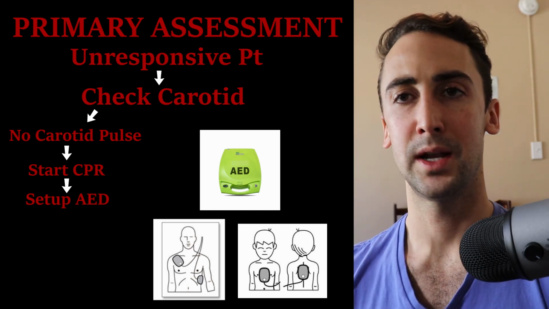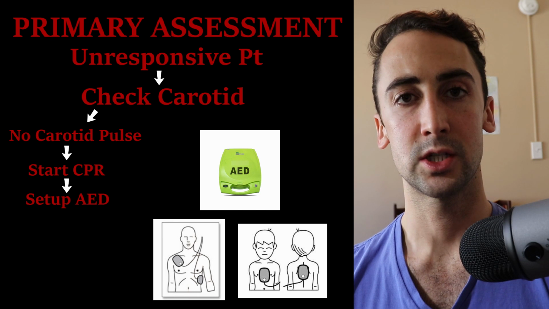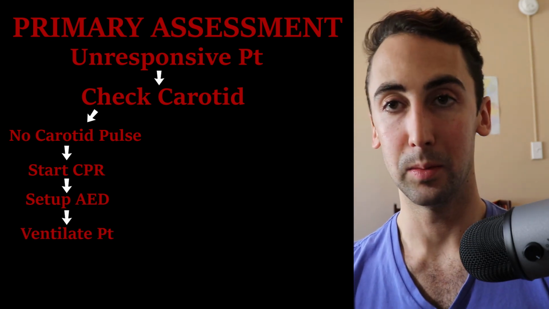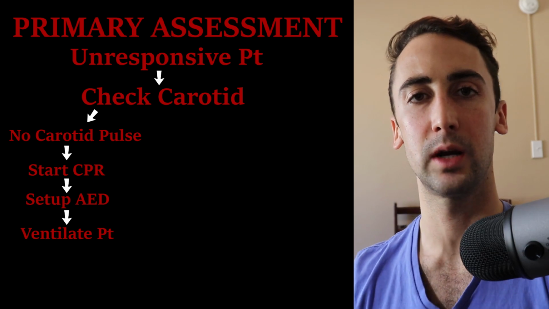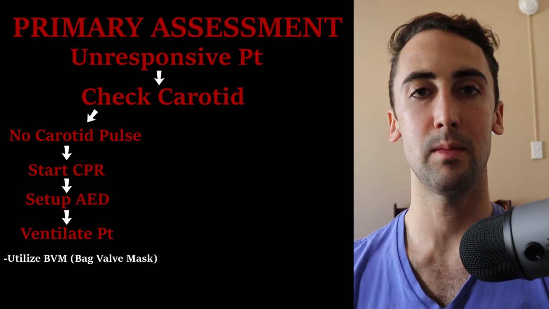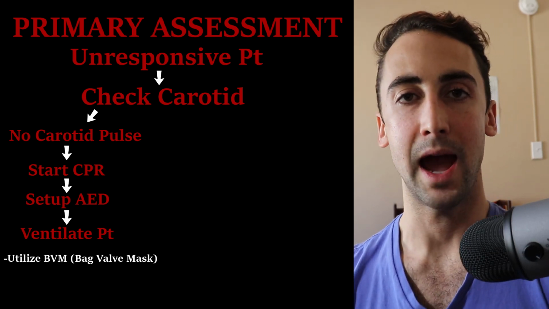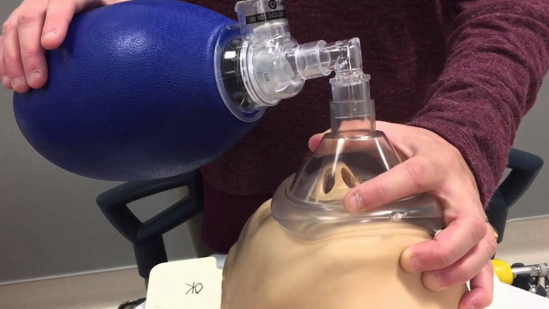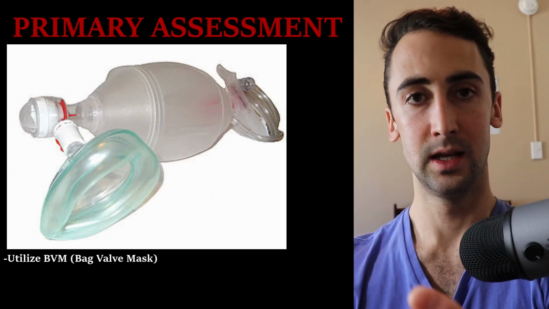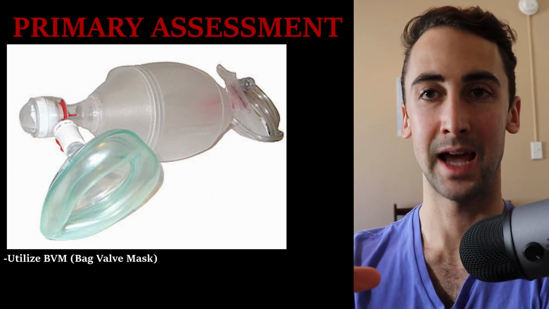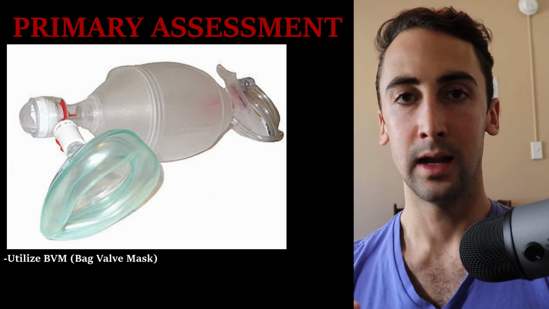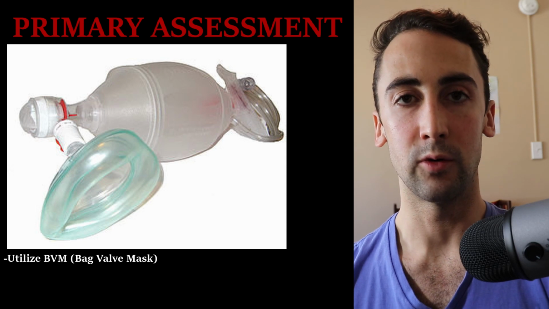And after that is set up, we're going to have to start breathing for the patient, because if their heart is not pumping, they're not going to be breathing either. To breathe for the patient, we're going to be using what's called a BVM. It's going to be a bag valve mask. It's a mask that fits over your patient's nose and mouth, and then you're actually going to be pumping this bag, sort of like an air sac, on the device that's going to be pushing air into their lungs and breathing for them.